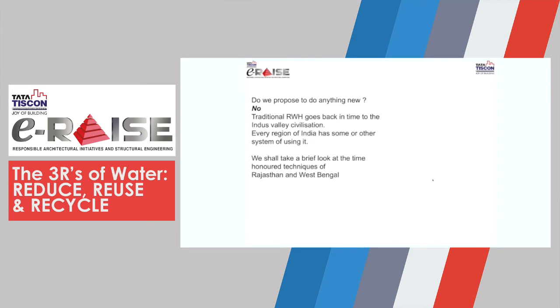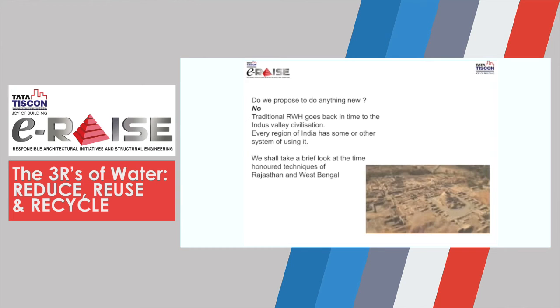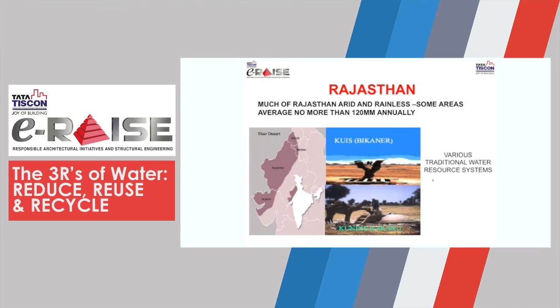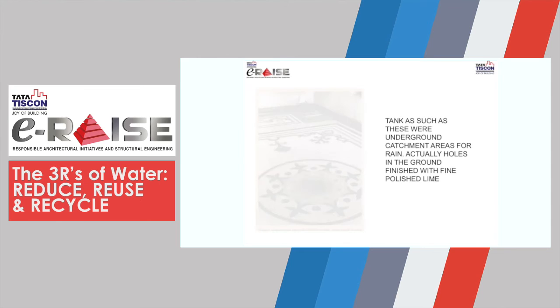Rainwater harvesting goes back to the Indus Valley times. And during the course of history, we can see that rainwater harvesting has had wonderful examples throughout the country. We will just look at two states very briefly, because Rajasthan is a very dry state, extremely dry, only 120 mm of rain. And on the other extreme, West Bengal is one which has very heavy rain. But Rajasthan has the most wonderful rainwater collection systems that we have ever seen.